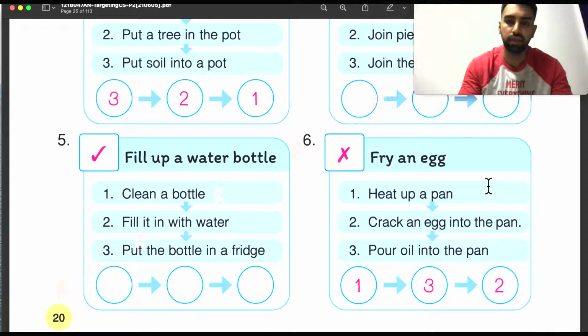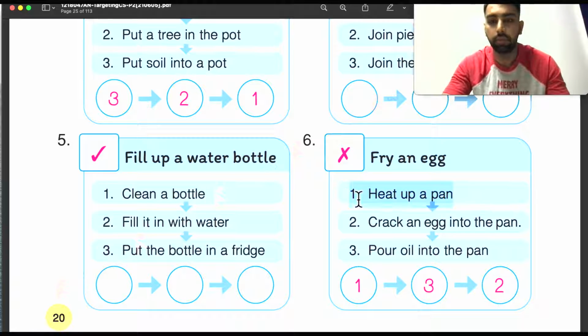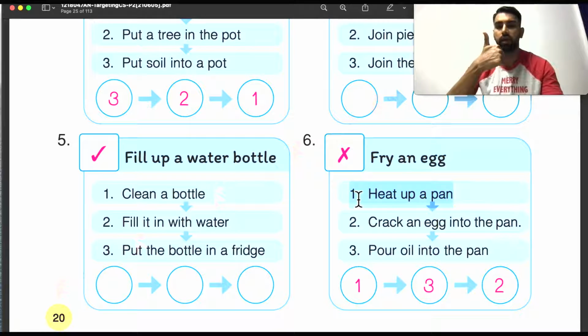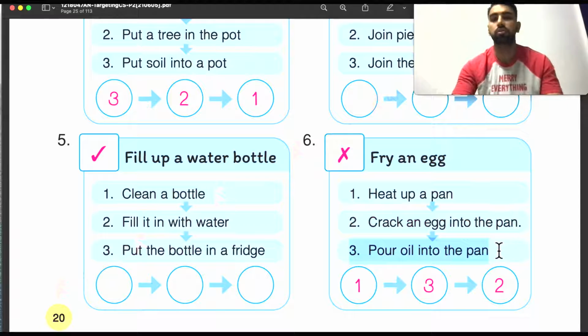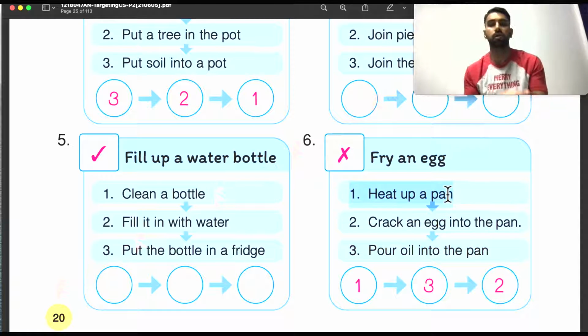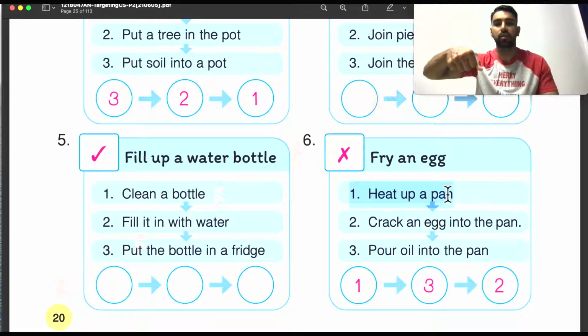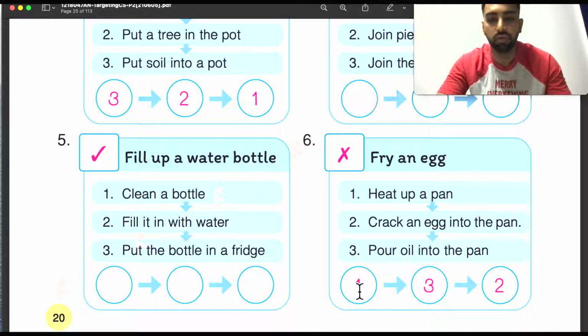How do you fry an egg? You remember? Number 1, heat up a pan. Number 2, crack an egg into the pan. Number 3, pour oil into the pan. So the number 1 is number 1. Okay, heat up. First you have a pan, and then you have to put the fire on to make it hot. Okay, and then this number 1 is correct.